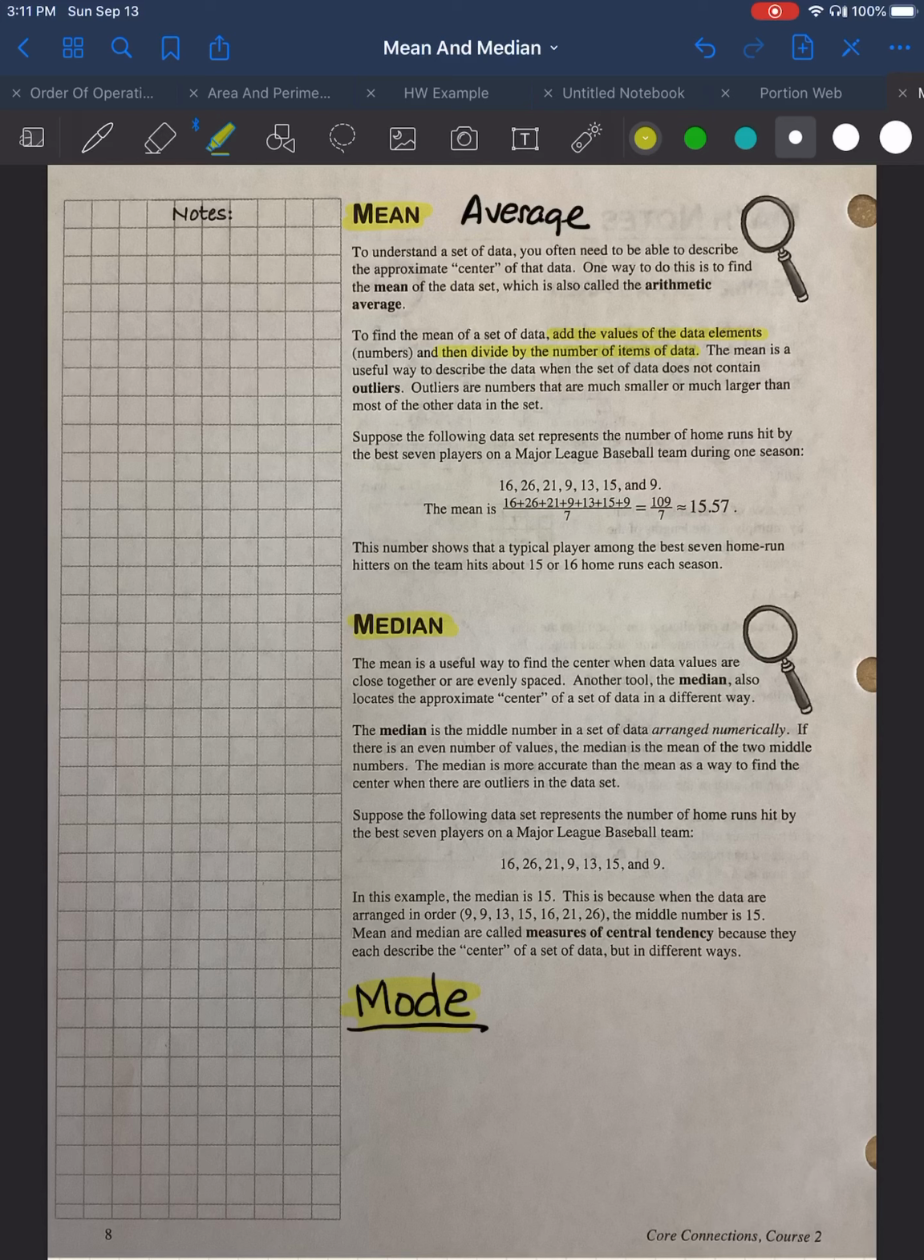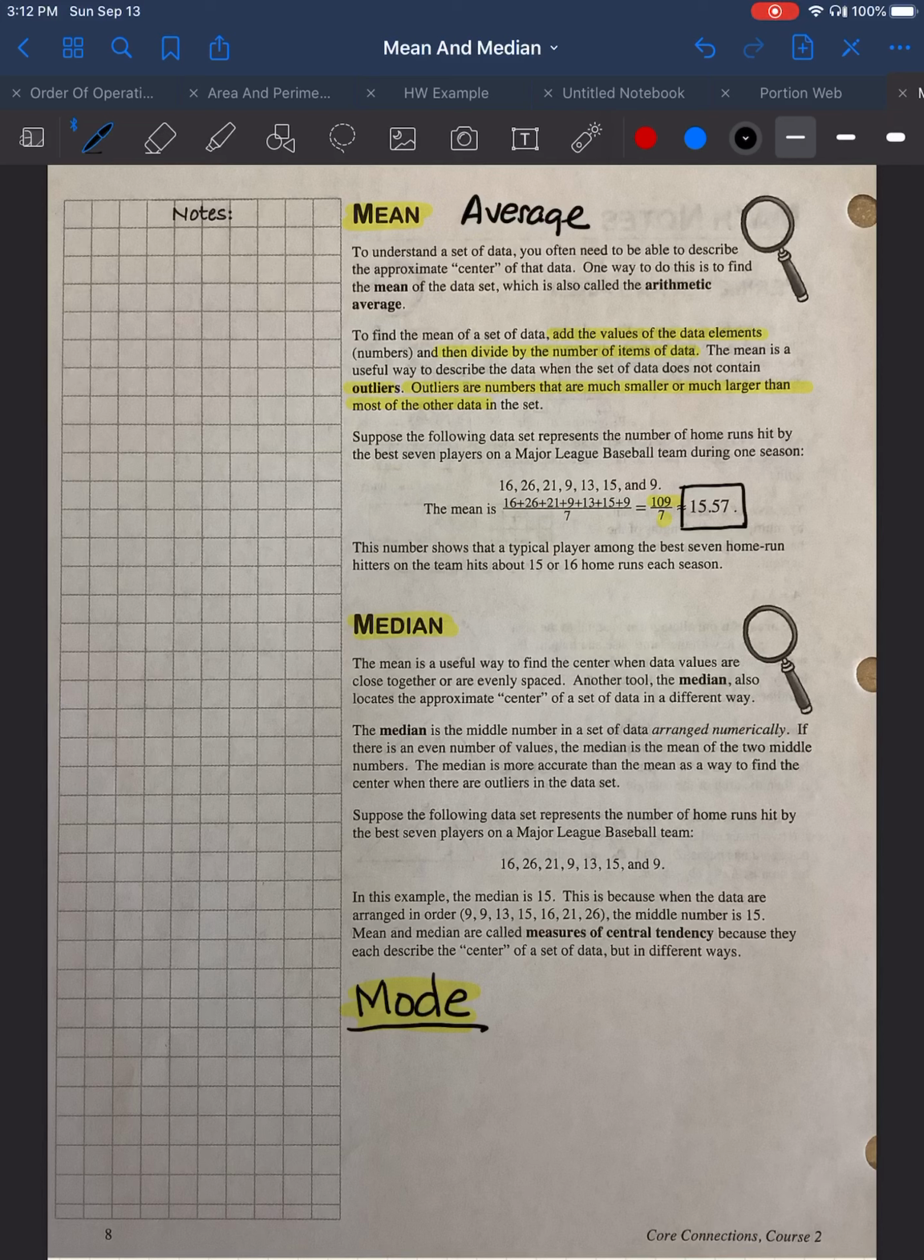Okay, they have a quick definition here about outliers. Outliers are numbers that are much larger or smaller than the rest of the data. So in the data set you see there as an example, see how they added them all together to add to 109 right here. There's 7 numbers in the data set, so they divided by 7, and they got their mean of 15.57. Often, because we're dividing, a mean is a decimal number.